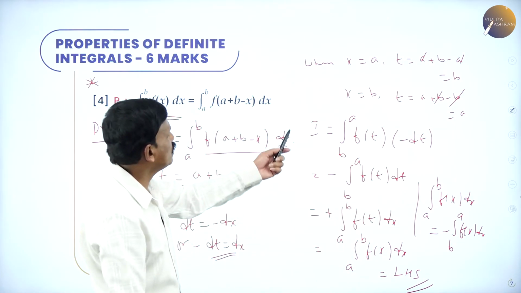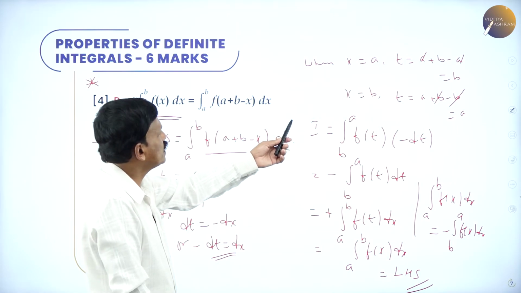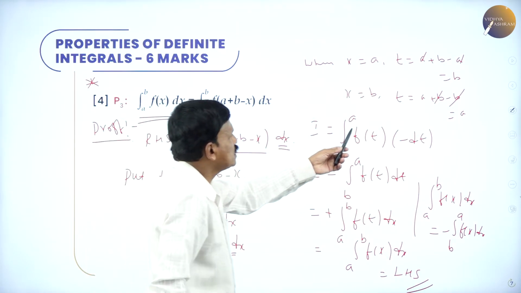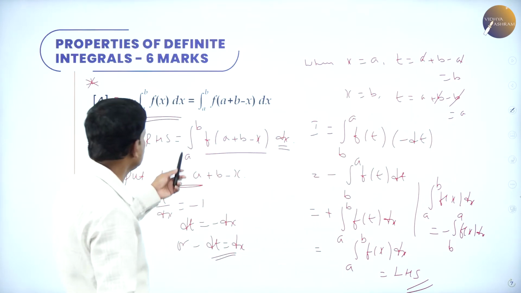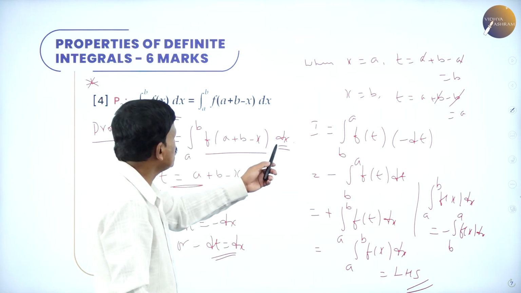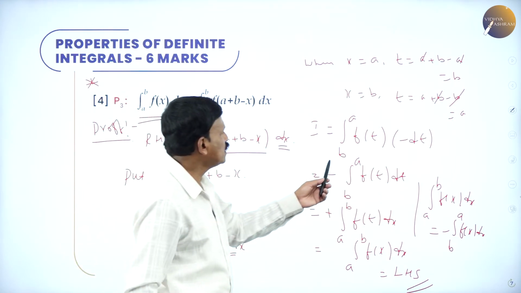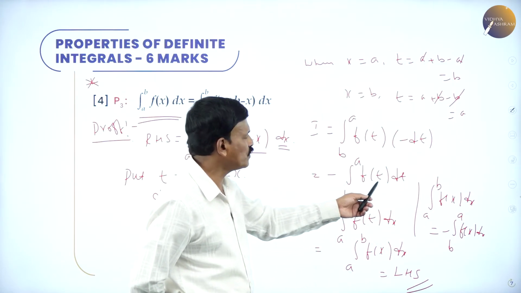Therefore, put t = a + b − x. When x is equal to a, t is equal to a + b − a, that's equal to b. When x is equal to b, t is equal to a + b − b, b gets cancelled, so t = a. The given integral reduces from a to b becomes b to a, f of (a + b − x) is t, and dx is equal to minus dt. So b to a f of t times minus dt. You can take minus out: minus integral b to a f of t dt.